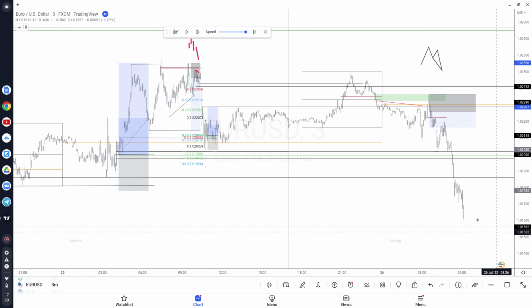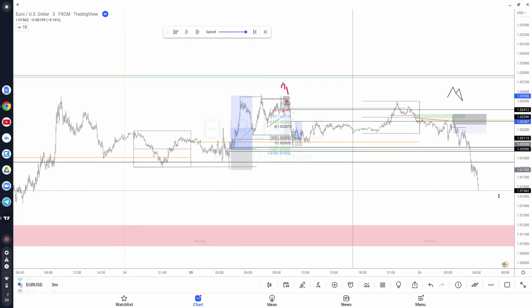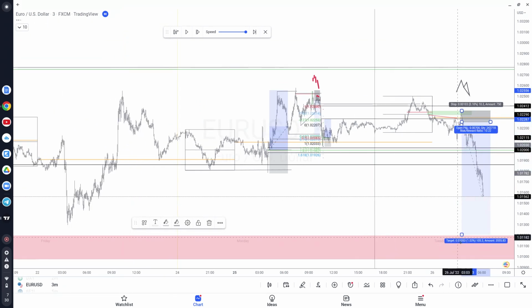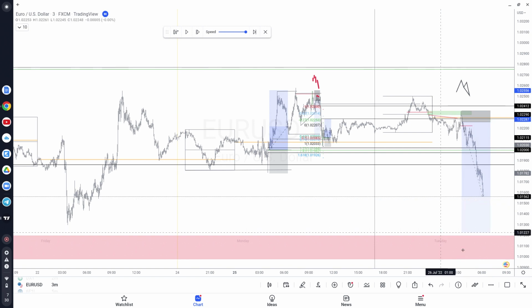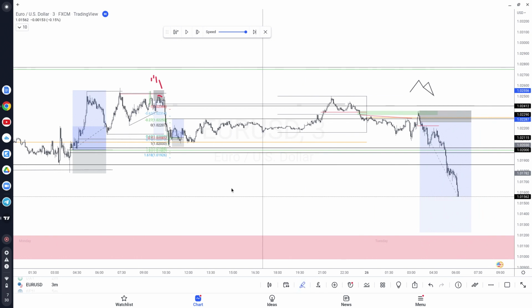Remember the discounted objective is this daily fair value gap. So you could be targeting this here. But of course, you would take profit at this low. Remember this low that left equal lows? You would take profit there. And of course down here, and then you could ultimately hang on to the lower prices at the discounted objective.